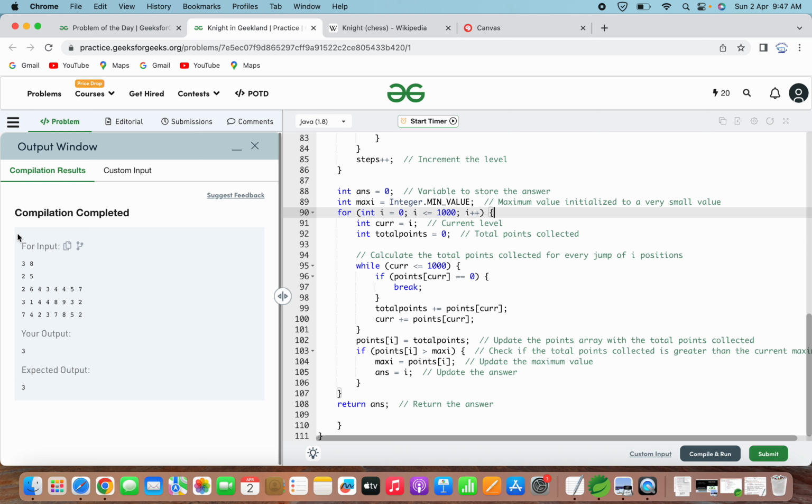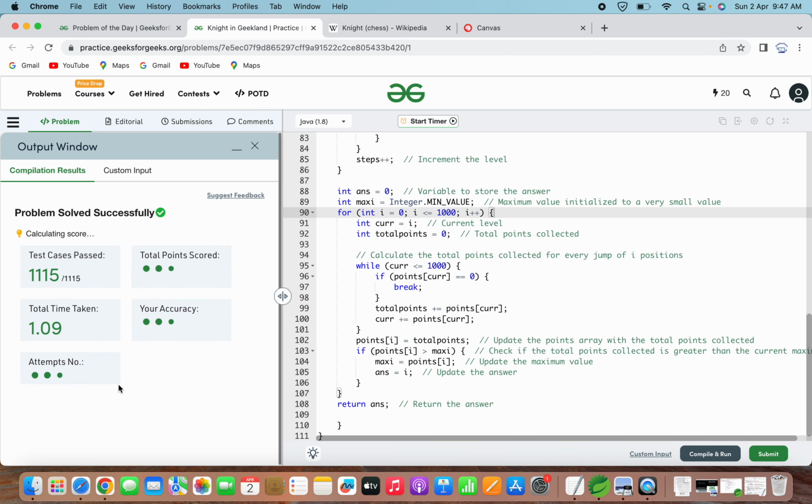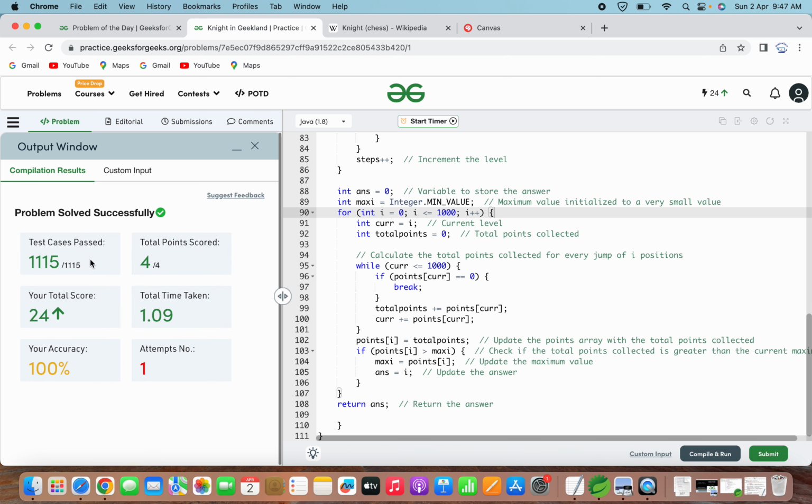Okay, so we can see here we have got the correct output. Let's try submitting the solution. So here we can see it has passed all the test cases. So this problem has been solved successfully.